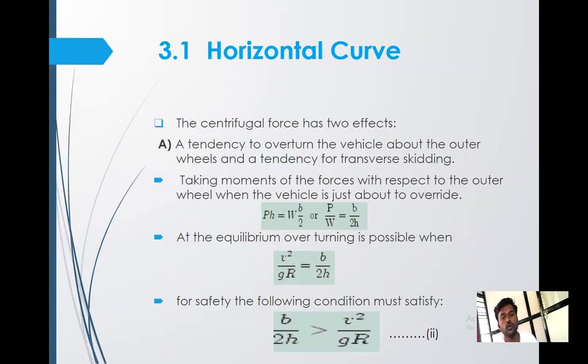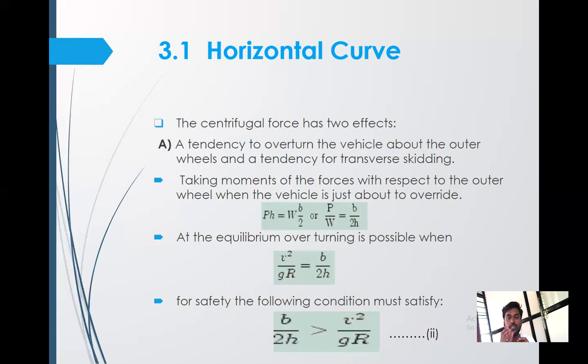The centrifugal force has two effects. The first one is the tendency to overturn the vehicle about the outer wheel, and the second is the tendency for transverse skidding. Because of the centrifugal force, what will happen? It will give two effects. What is the first effect? It may overturn the vehicle. And what is the second effect? It may go for transverse skidding.